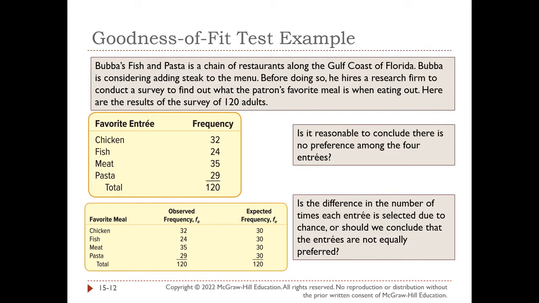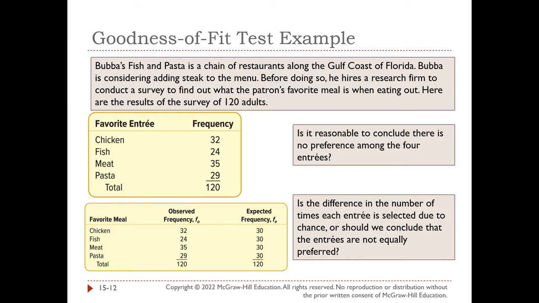Alright. So, our actual example in the PowerPoint. Goodness of fit test example. We got Bubba's Fish and Pasta. It is a chain of restaurants along the Gulf Coast of Florida. Bubba is considering adding steak to the menu. Before doing so, he hires a research firm to conduct a survey to find out what the patrons' favorite meal is when eating out. Here are the results of 120 adults.